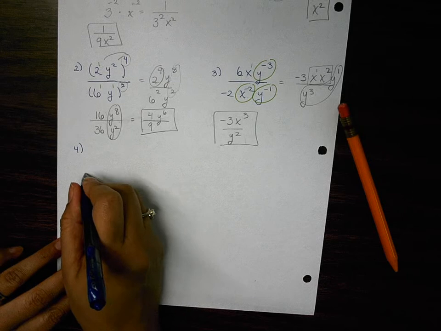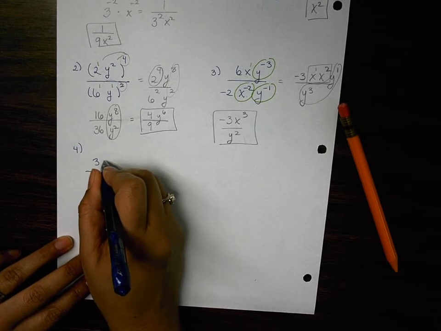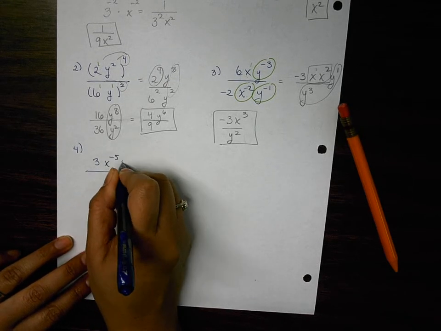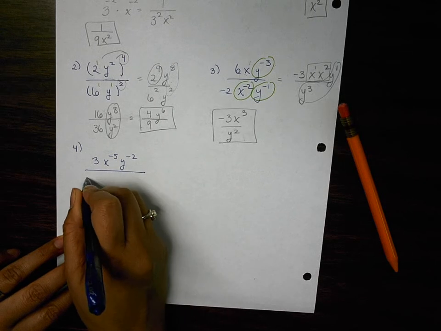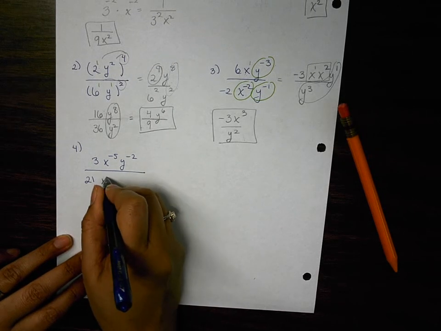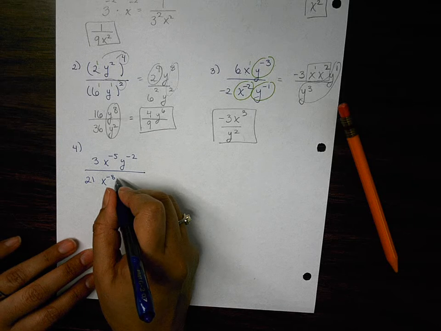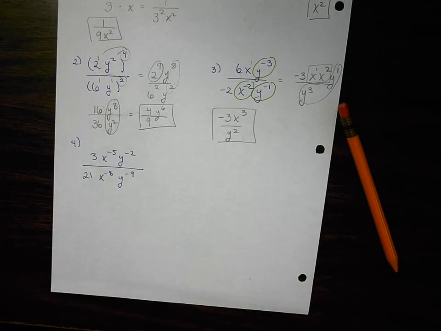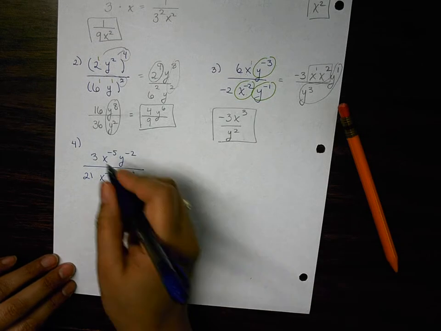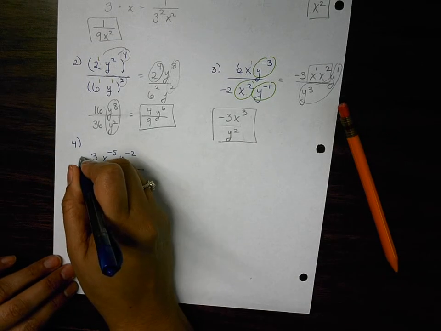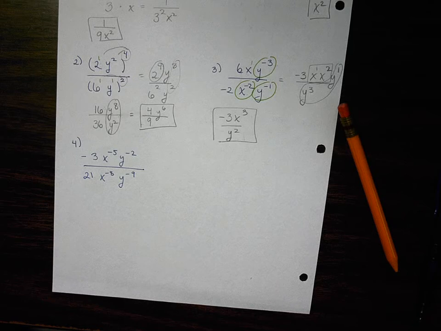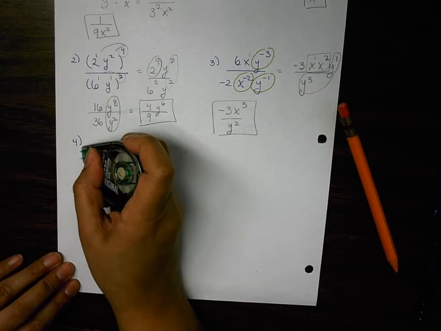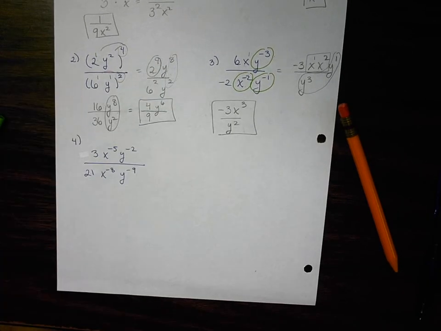Let's try another one. Number 4. 3 x to the negative 5, y to the negative 2, over 21 x to the negative 8, y to the negative 9.